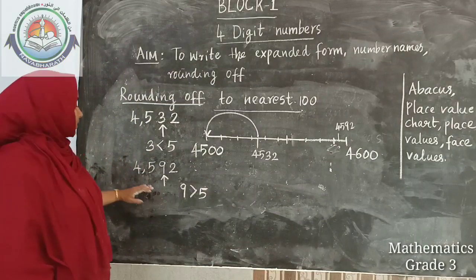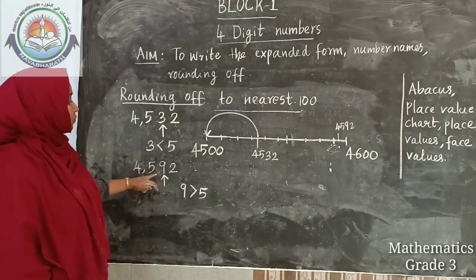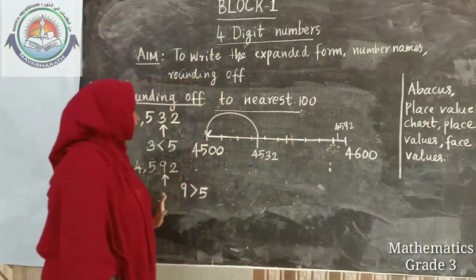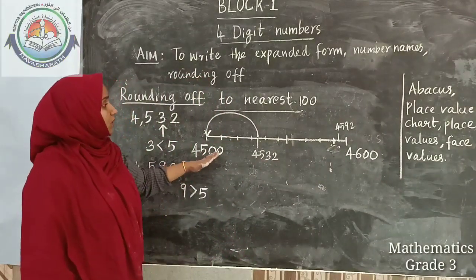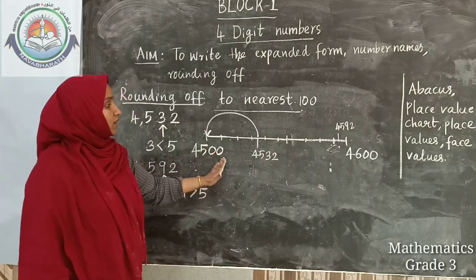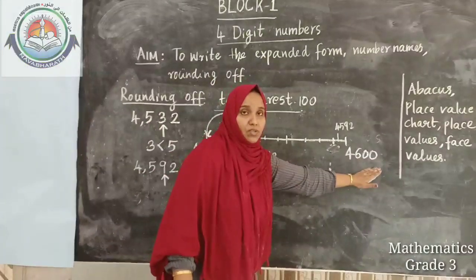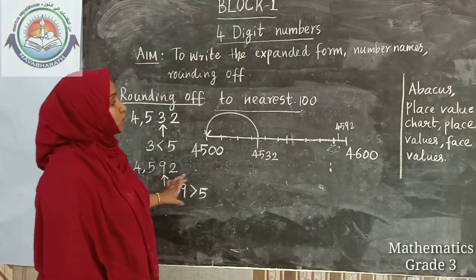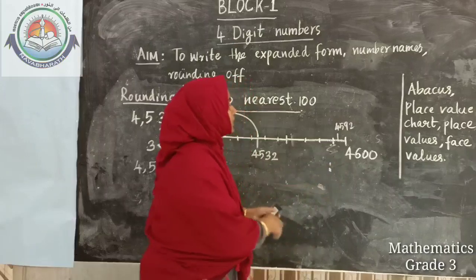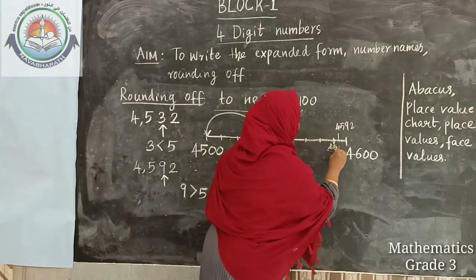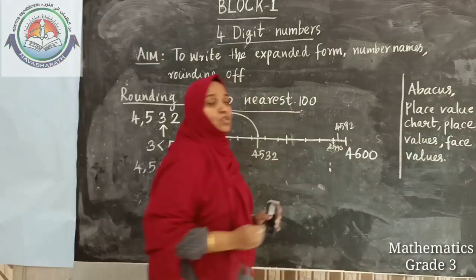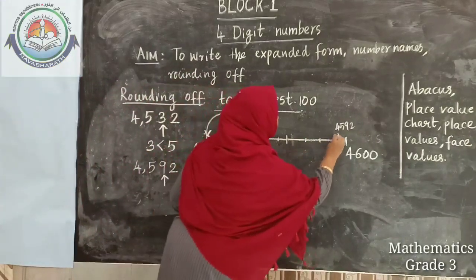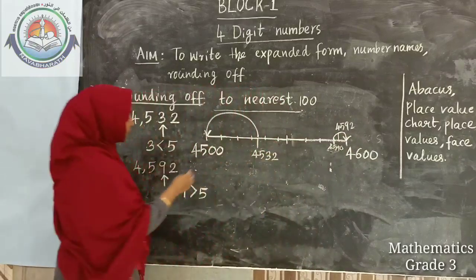Okay children, let us consider this number 4,592. We can draw a number line, and this number lies between which two hundreds? 4,500 and 4,600. Our number is 4,592. It comes here because this number is 4,590. So naturally it will round off to here. How does it round off to here?